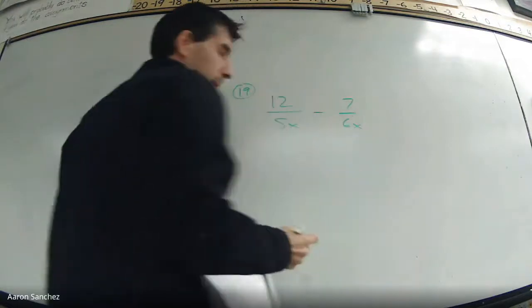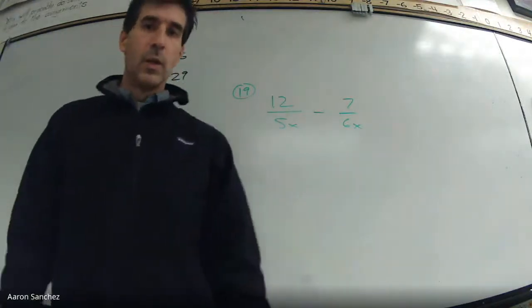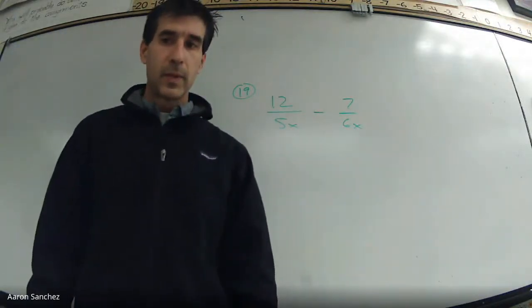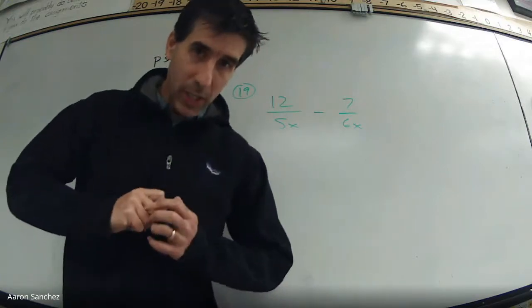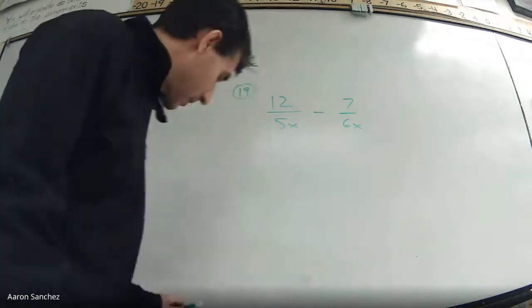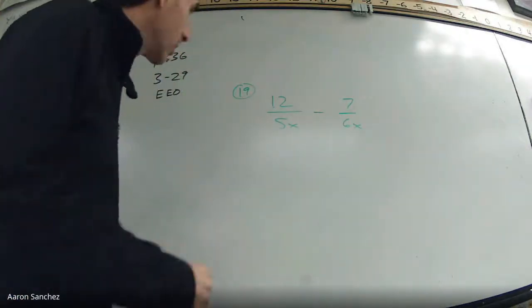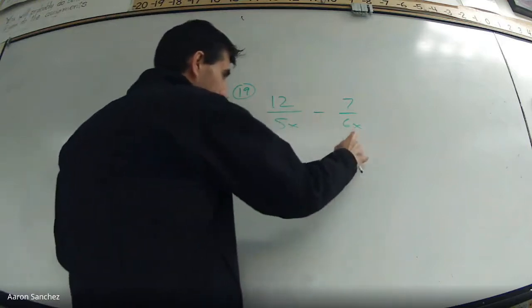Okay, so now, here we go. This is where it gets a little challenging. In order to add or subtract rational expressions, we need a common denominator. The easiest way to find a common denominator, all I want you to do is just go like this. Multiply this times this and multiply that times that.